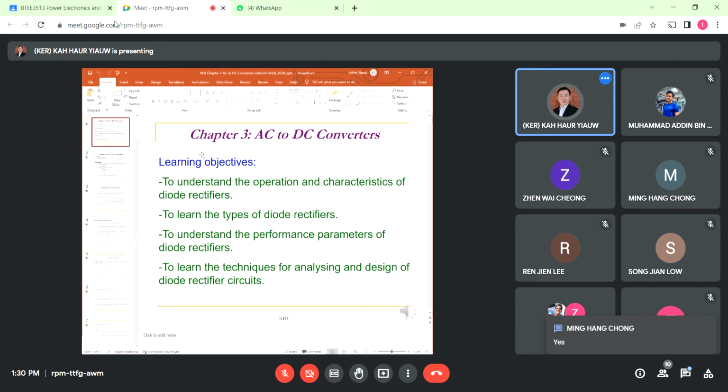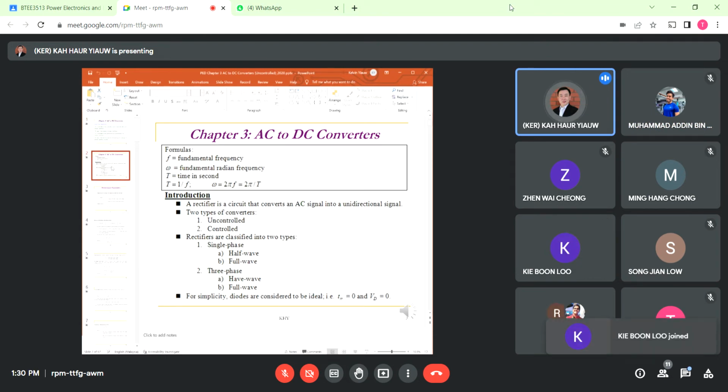DC converters. Now, in the AC-DC converter, before you start, we may need to actually make something clear to you. For example, this one, the F is called the fundamental frequency. Fundamental frequency for a power supply is actually either 50 hertz or 60 hertz. Now, in Malaysia, we are actually using a 50 hertz base. In other countries like Japan, USA, for example, they are using 60 hertz base.